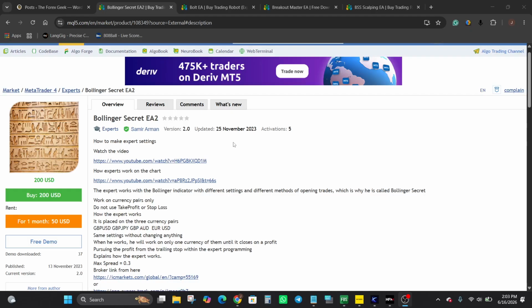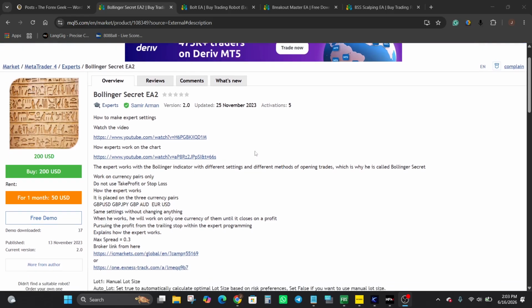Starting here on the MQL5 Marketplace page, we can see that Bollinger Secret EA2 is an MT4 expert advisor developed by Samir Arman. At the time of this review, the EA is priced at 200 US dollars with a rental option available for 50 US dollars per month. The current version listed is version 2.0, updated on the 25th of November 2023.